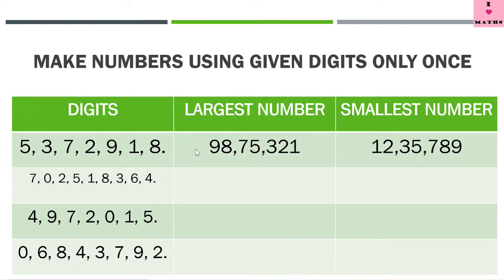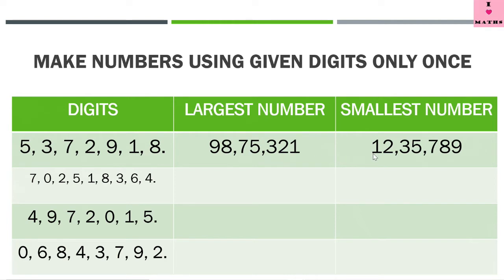Okay, let's see. So children, now that we have made the largest number, let us first read the number. 98,75,321. In this number, children, 9, the biggest digit, is at the biggest place of the number. It is at the ten lakhs place. So, using this set of digits, this number is the largest.